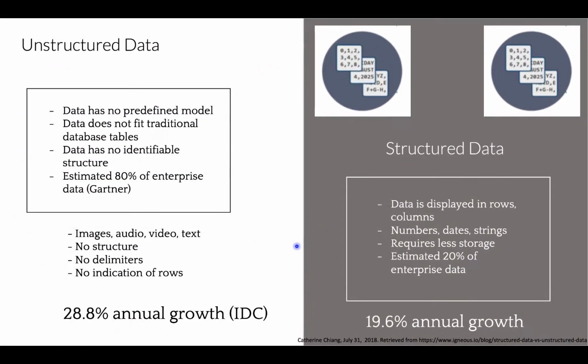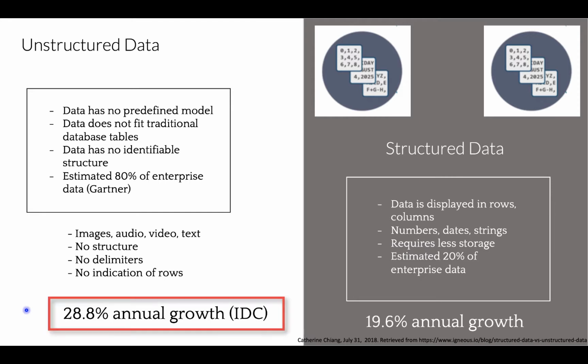The term unstructured data refers to data that does not have a predefined data model or does not fit well into traditional relational database tables. Unstructured data typically has no identifiable structure and may include bitmap images, text, audio, video, and other data types. Did you know that unstructured data makes up 80% of enterprise data, according to Gartner?